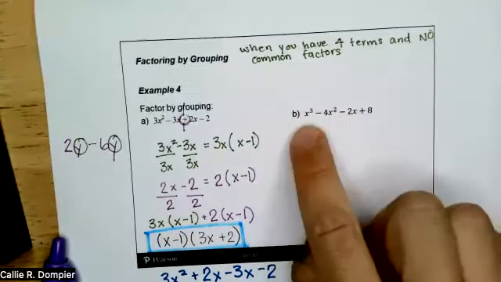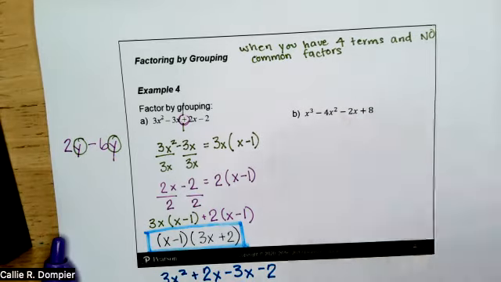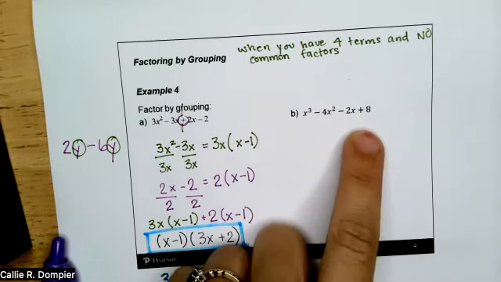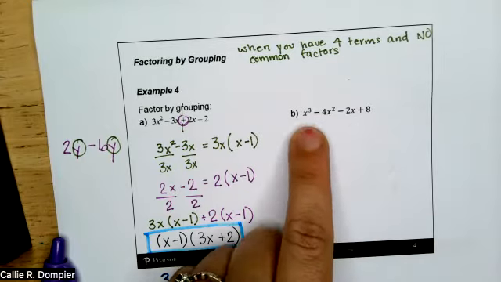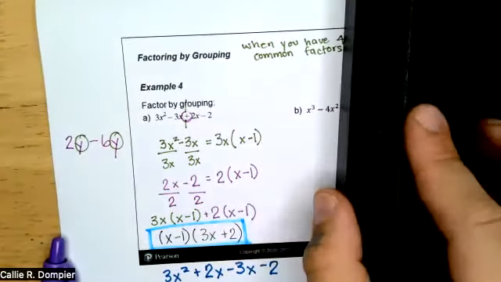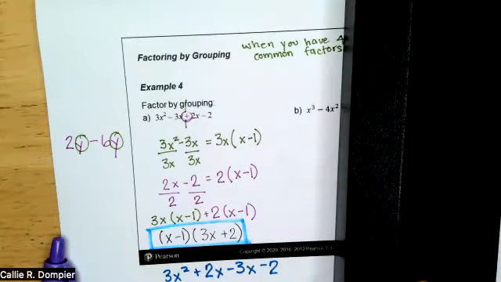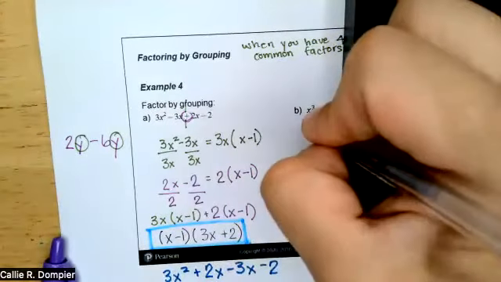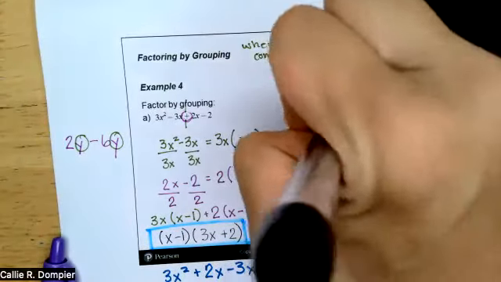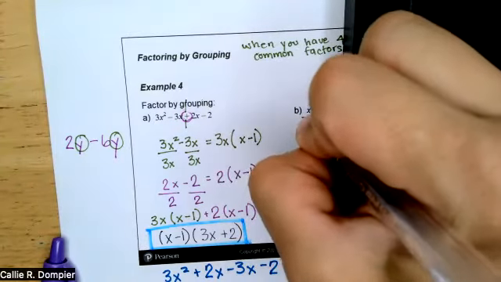B, we have x to the third minus 4x squared minus 2x plus 8. Because of that 8 here, I can't take out an x. Because of this x cubed here, I can't take out a 2. So there are no common factors. So I'm going to do factoring by grouping. I'll try to do it right below this time, so it looks more like this right away. So x to the third and negative 4x squared. What can I factor out of both of those? Just an x squared, right?